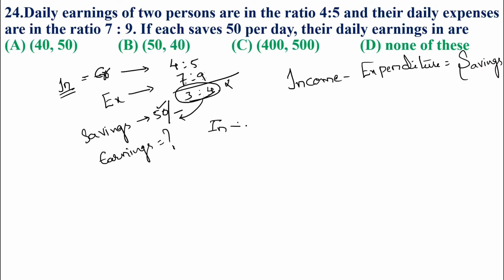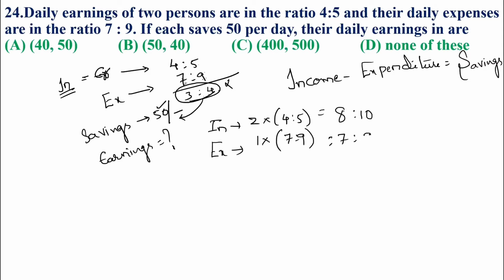So income will become 2 into 4 is to 5. Means multiply the first ratio with the difference of the second ratio. Then expenditures will become: take the difference of 4 is to 5, which is 1. So multiply the second ratio with the difference of the first ratio. This will become 2 into 4, 8, 2 into 5, 10. And this will become 7 is to 9. So 1 is to 1 is equal. So directly we can implement that 1 part is equal to 50 rupees.